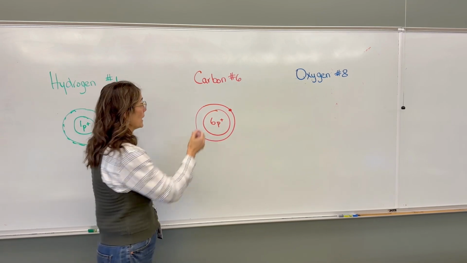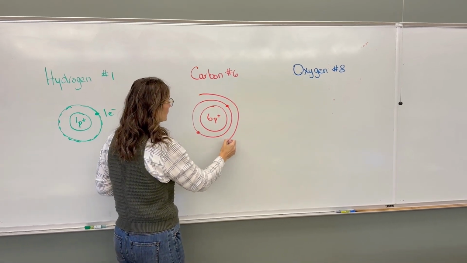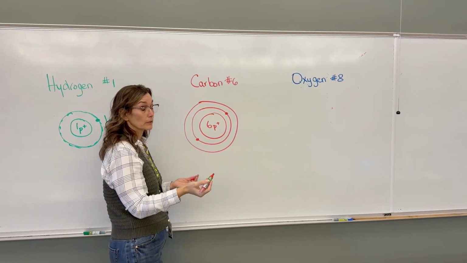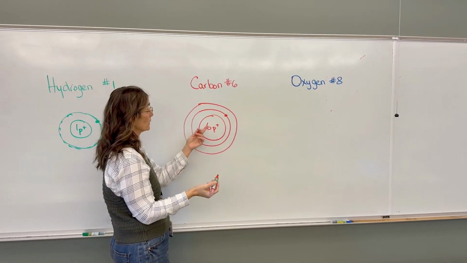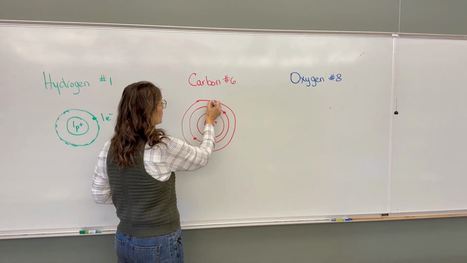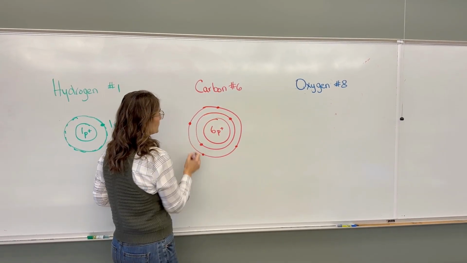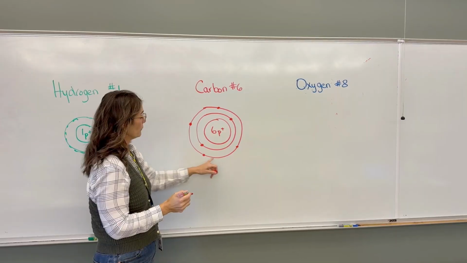We now have to add another shell outside, and in this shell we can put up to 8 electrons. But we only have 4 left. 6 minus 2 is 4. So we're going to put our 4 remaining electrons in there. And those are our valence electrons.